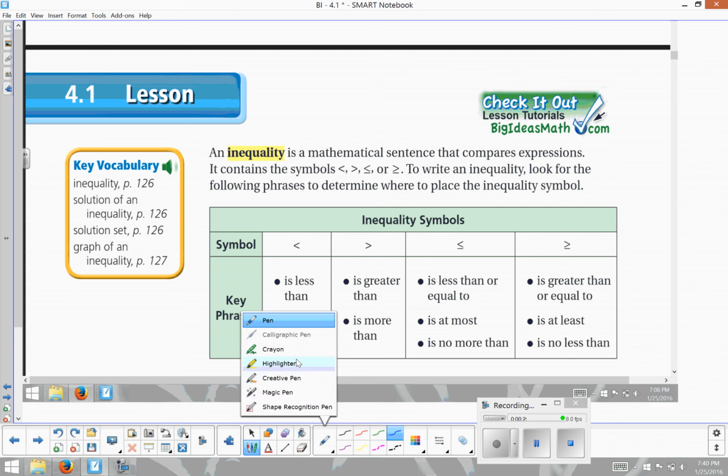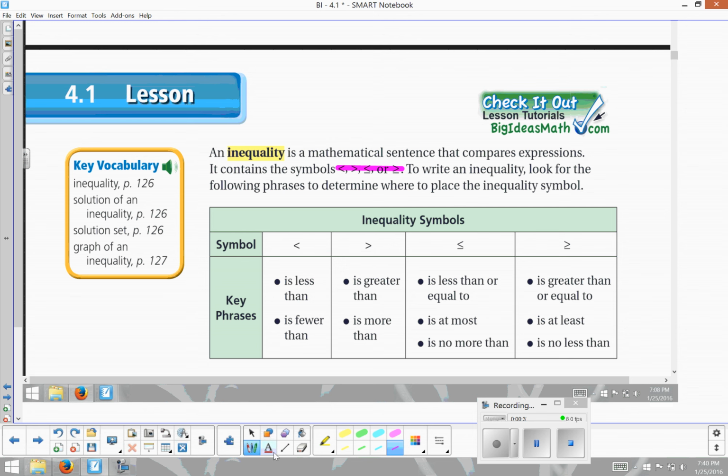Now, below here I have 4 rows of inequalities. I'm going to start off with the first one. This first one is called the less than symbol. This less than is also referred to as fewer than. The next one I have is the greater than symbol. This greater than symbol can often be referred to as more than as well.